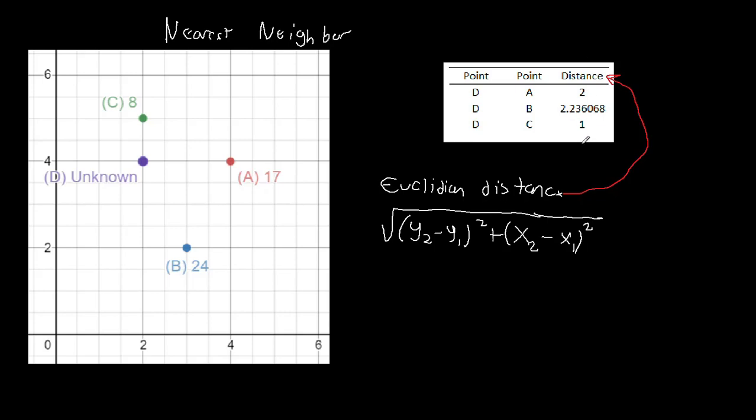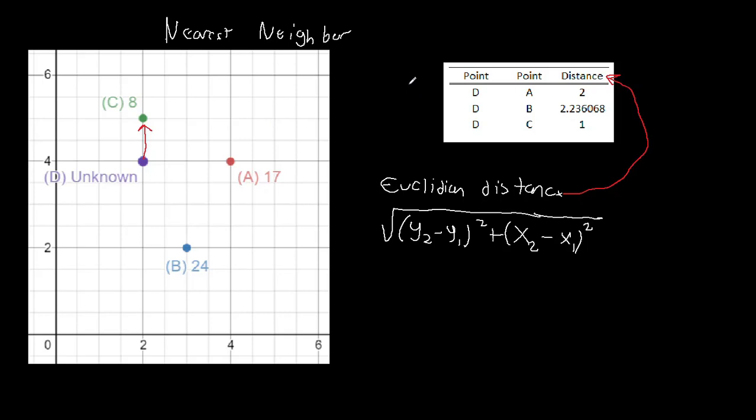I've gone ahead and done the calculations ahead of time, just because this is not as important as understanding this. So this is our example. We have 3 points, A, B, and C, with coordinates 4, 4 for A, 3, 2 for B, and 2, 5 for C. And we have this unknown point sitting at 2, 4. Visibly, we can see that you would most likely go with this point here.